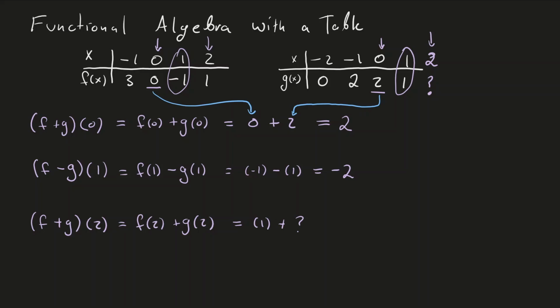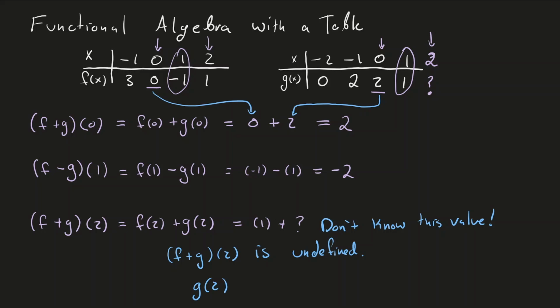And so the question is, what could that be? And the answer is, we don't know this value. We have no way of saying, it's not in the list of points. It's not in the data of the function. I mean, if this was representing something real world or you knew the equation, you could find it. But here, we just do not know enough information. So f plus g at 2 is undefined, because we do not have g of 2 as defined. It is also undefined.